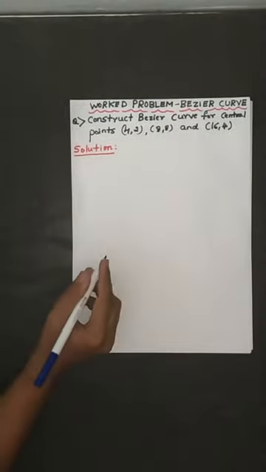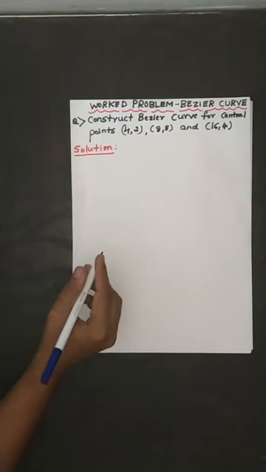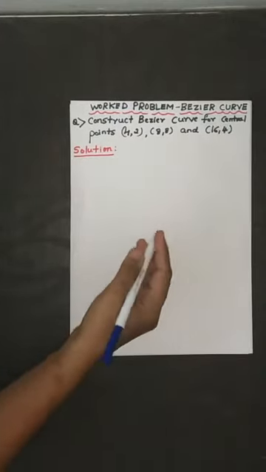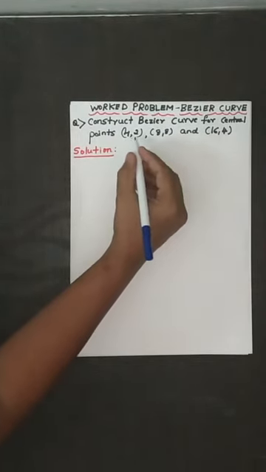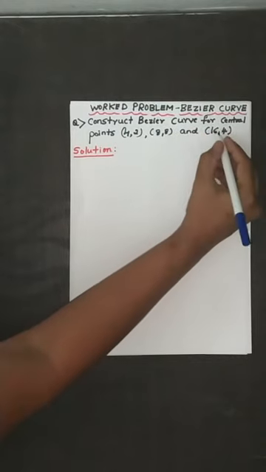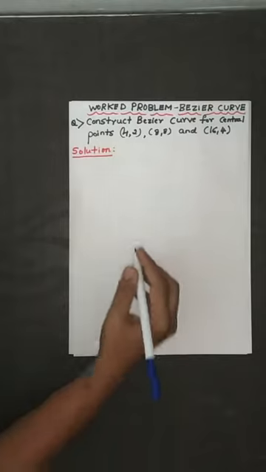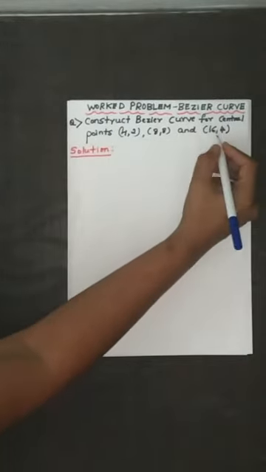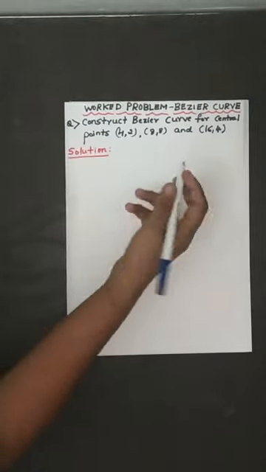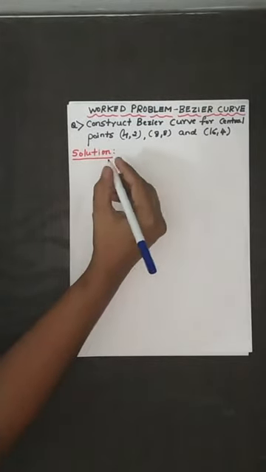Everyone. In this video I will be explaining the worked example, Bezier curve. So the question is like this: construct the Bezier curve for control points (4, 2), (8, 8) and (16, 4). So 3 points are given here, P0, P1, P2. You have to construct the Bezier curve. Okay, we'll see the solution.